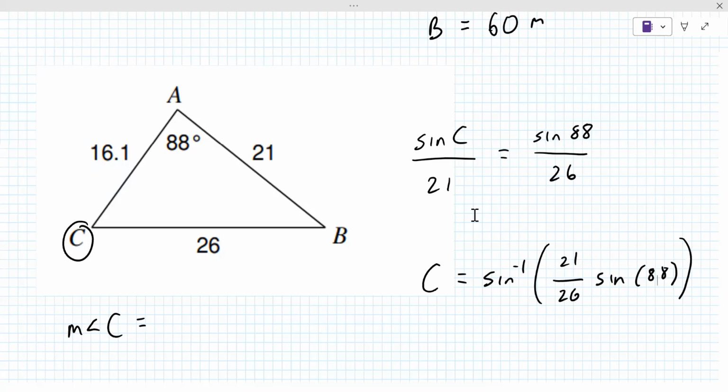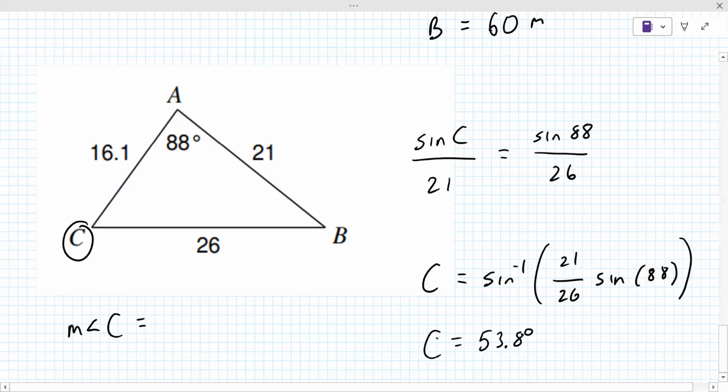Is it 53.8? Yes, C is 53.8. Very good. Okay, doing real good here. The next type of problems that you will see are those where you have to draw the triangle yourself. I'll give you one of those now for us to look at together. Okay, yeah, this one will work.